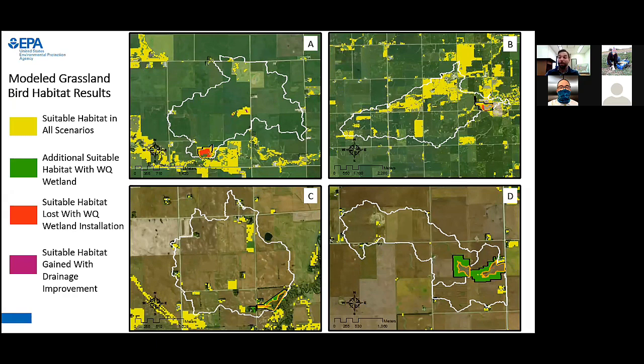in this model. Also note that in some cases, the addition of the water quality wetland resulted in habitat losses when the water quality wetland was located in existing grassland habitat as shown by the red pixel. So you can see here.